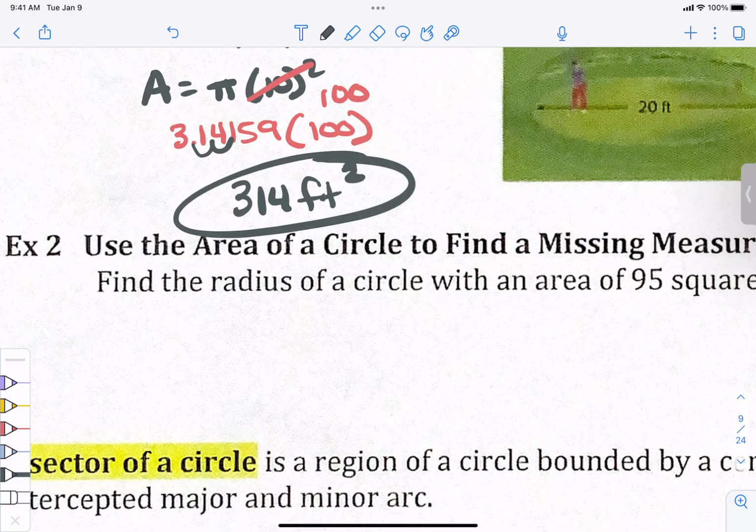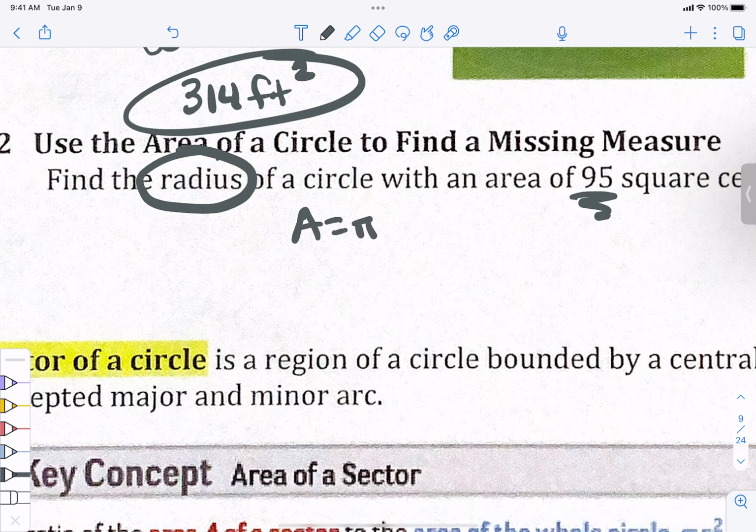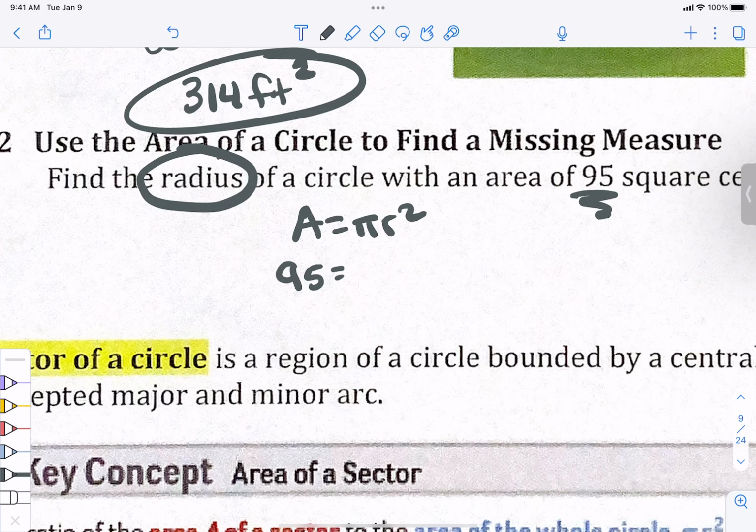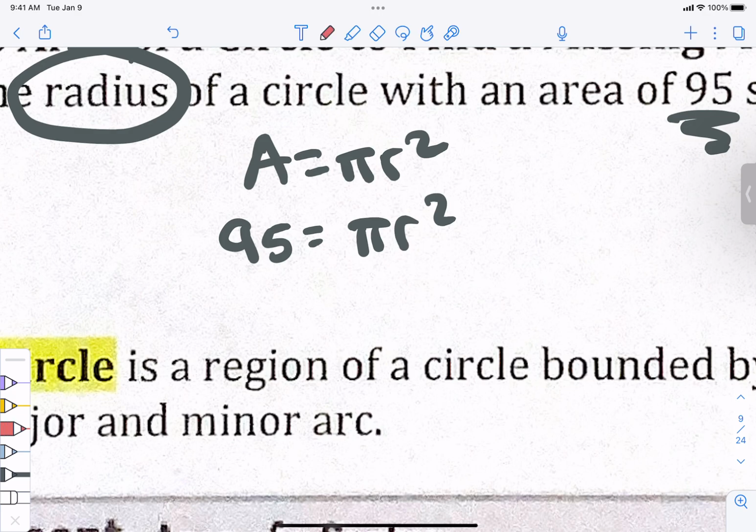Example 2, they're going back the other direction. So they're giving you the area and having to find the radius, right? Find the radius if the area is 95, okay? We know that to find area, it's pi r squared, yeah? The area is 95, pi r squared, okay? And then we have to work backwards. So, what do you do first? Divide by pi, okay?